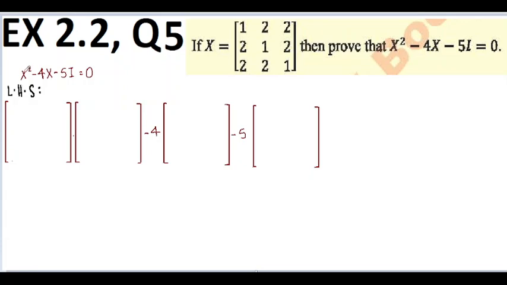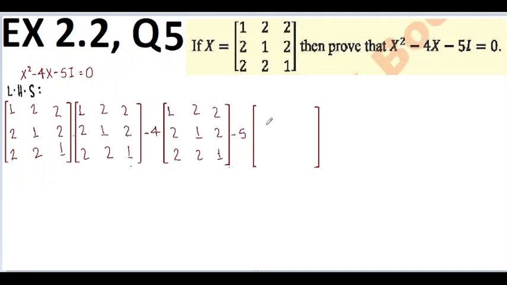So first of all, we are going to multiply x with x, and then minus 4 with x, and then minus 5 with the identity matrix. So for x with x, we are going to copy the matrix x over here from the question. So we get 1 2 2, 2 1 2 and 2 2 1. Again x over here and over here also. So we get this, and then with minus 5 we have to multiply the 3 by 3 identity matrix. For this we have to write 1 in the diagonal, and for the non-diagonal entries we have to write 0.